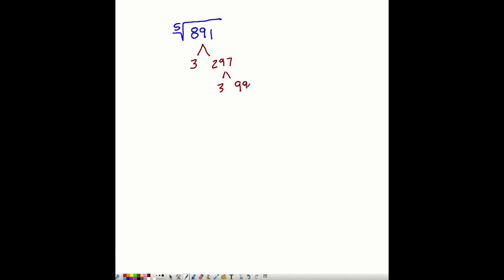I'll start with the smallest ones that I can, which is 3, 3, 3, 3, and 3, and 11. And as you can see, this is the same thing as the fifth root of 3 times 3 times 3 times 3 times 11. I'll draw a hockey stick here showing all the prime factors. If you organize them from least to greatest, you end up with a hockey stick.